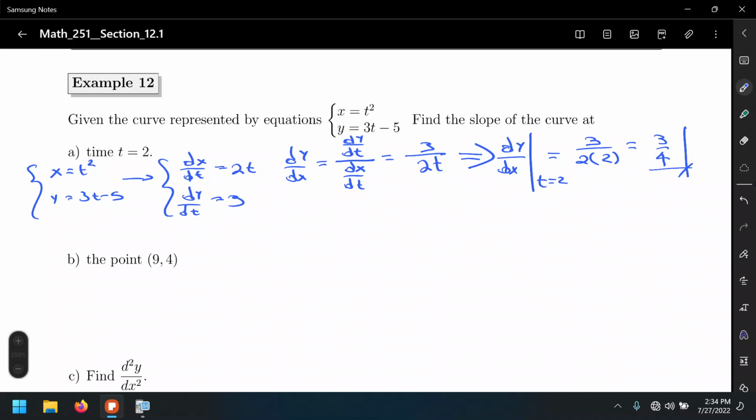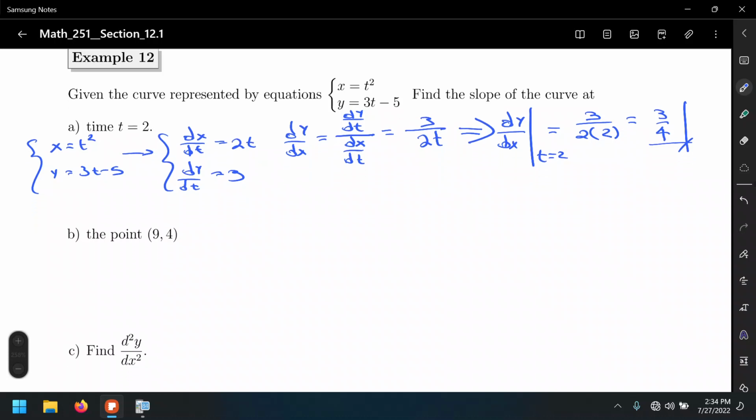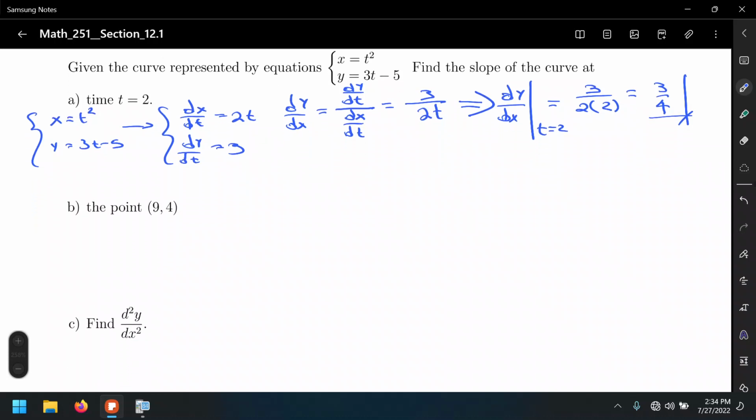Recall that the derivatives of these parametric equations are basically going to give us the piece of information for the velocity, or speed, depending on the context, right? But we need to find the time where the position is 9, 4. So let's go back to the original parametric equations.